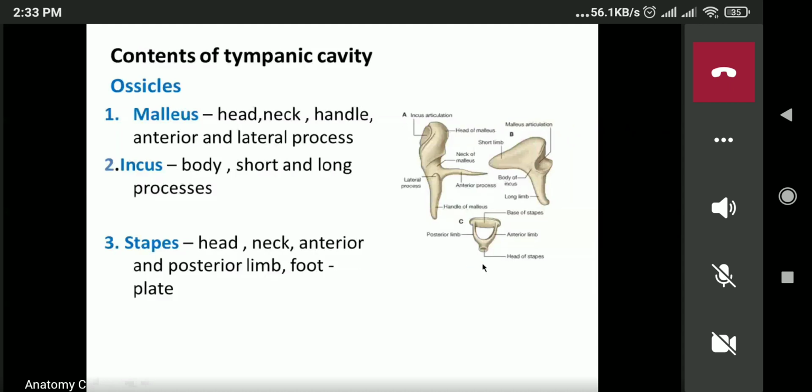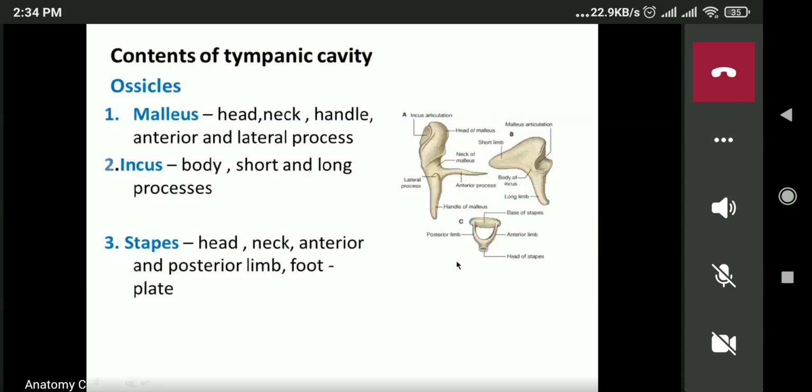The stapes resembles a stirrup. It also has a head. Again the constricted part is the neck, and there are 2 limbs: this is the anterior limb, and this is the posterior limb, and this is the base. The base of the stapes is also known as the footplate. So this is the head, and these 2 are the limbs of the stapes. These are the 3 main ear ossicles.